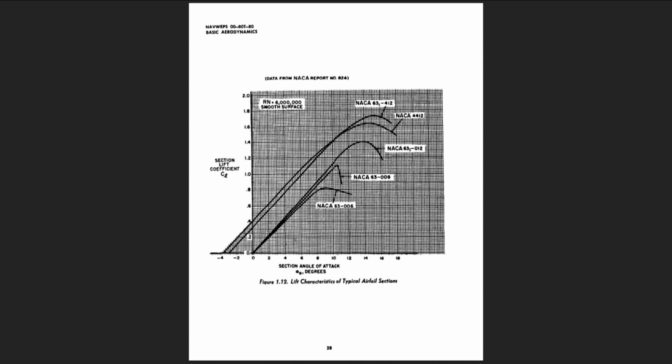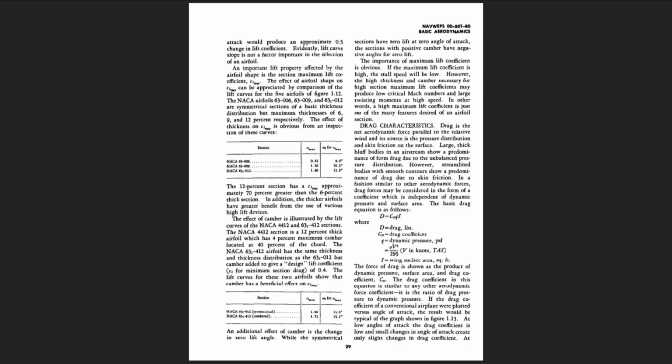The NACA airfoils 63-006, 63-009, and 63-012 are symmetrical sections of a basic thickness distribution, but maximum thicknesses of 6, 9, and 12% respectively. The effect of thickness on lowercase cl max is obvious from an inspection of these curves. The 12% section has a lowercase cl max approximately 70% greater than the 6% thick section. In addition, the thicker airfoils have greater benefit from the use of various high lift devices. The effect of camber is illustrated by the lift curves of the NACA 4412 and 63-412 sections.